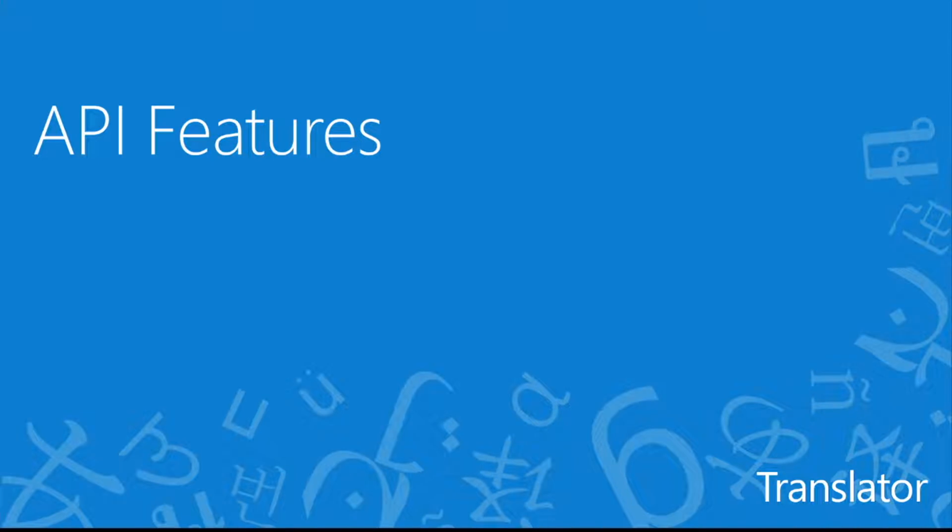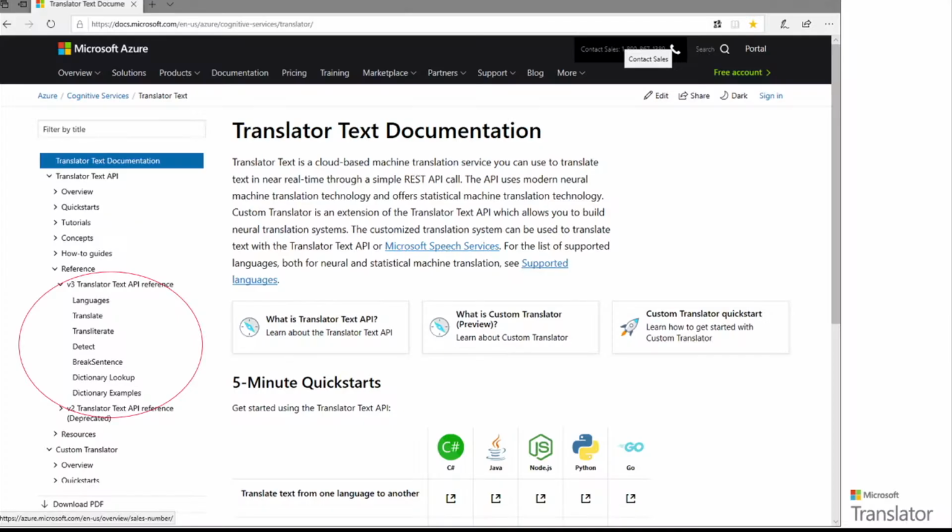Let's walk through the API features for a moment. You find the translated text documentation on docs.microsoft.com site.